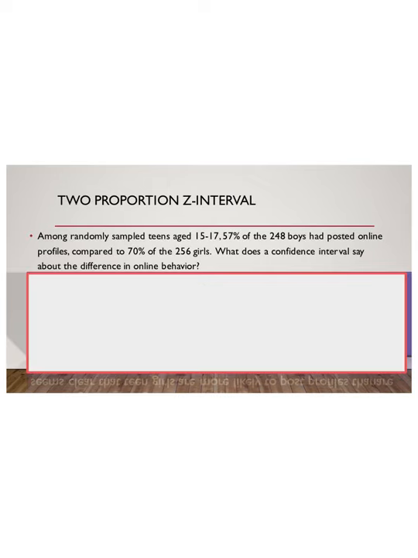So back to our online profile example. It says, again, among randomly sampled teens, 15 to 17, 57% of 248 boys have posted online profiles compared to 70% of 256 girls. What does the confidence interval say about their online behavior? Okay, so we're just going to follow our steps.